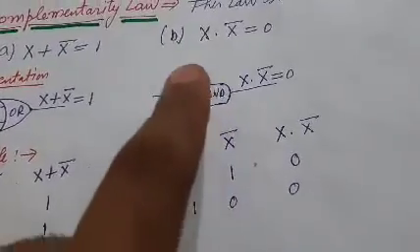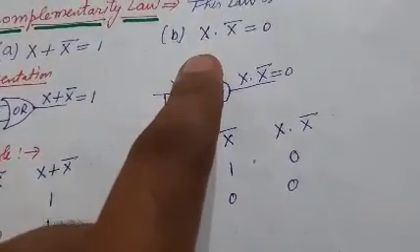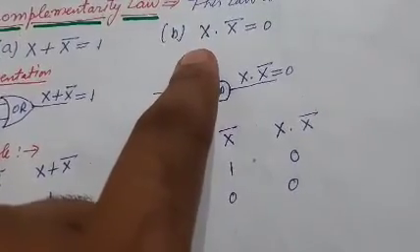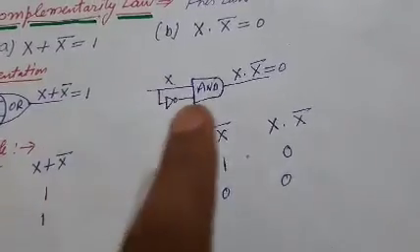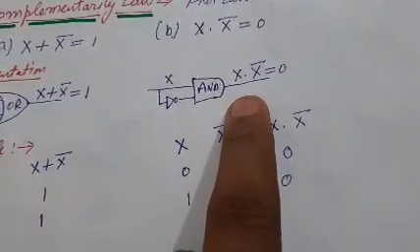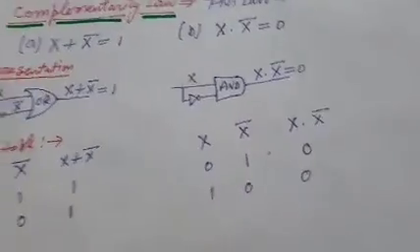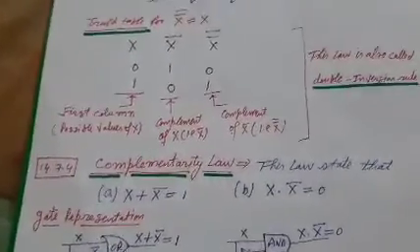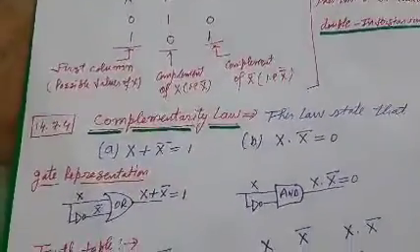So we can say the complement of a simple variable plus the simple variable is 1. But in case of multiplication, x dot x bar equal to 0. Today we will discuss the four laws of Boolean algebra. The rest of the laws we will discuss later.